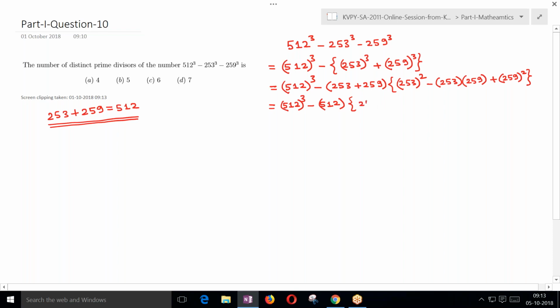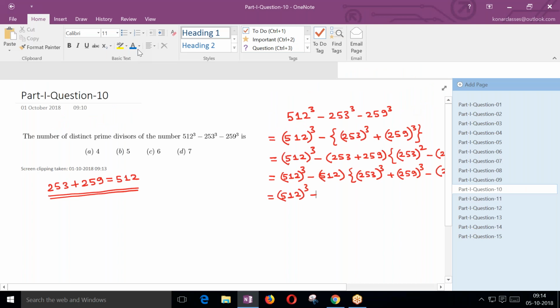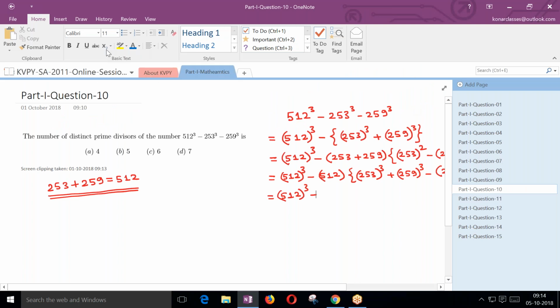Rearranged, that is 253 whole cube plus 259 whole cube minus 253 into 259. This is equal to 512 whole cube minus a cube. I'm sorry, it has to be square, not cube. Just a minute, I made a small mistake. Yeah, correct, Arun. You are correct. I also detected the same thing. So it has to be a square.